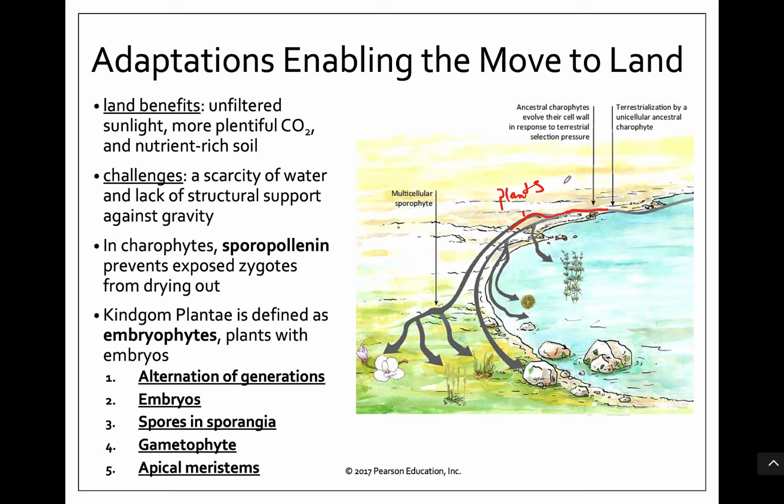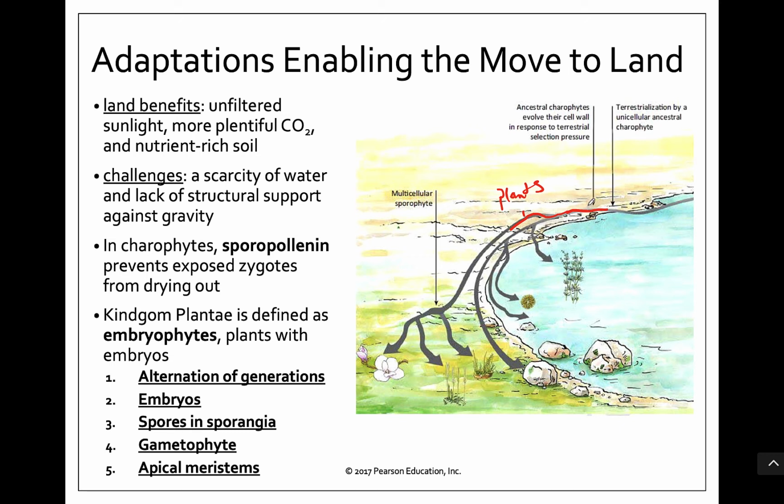Unfortunately, it also means a lack of water, which is a problem when you have sperm that need to swim through water, and it means a lack of structural support because now you have to deal with gravity. In aquatic environments, the water helped hold up the structures of the plant, but now it's not going to be the same. So the very first plants on land were actually very short. They kind of spread out widthwise rather than tall.